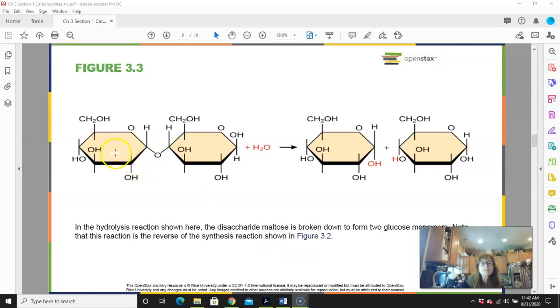And so this disaccharide here on the left, which is maltose, is going to be broken into those two monomer units with the addition of water, which is that hydrolysis. So water is going to split this back into its two parts. But it has to involve, in most cases, an enzyme. In this case, the enzyme would be called maltase.